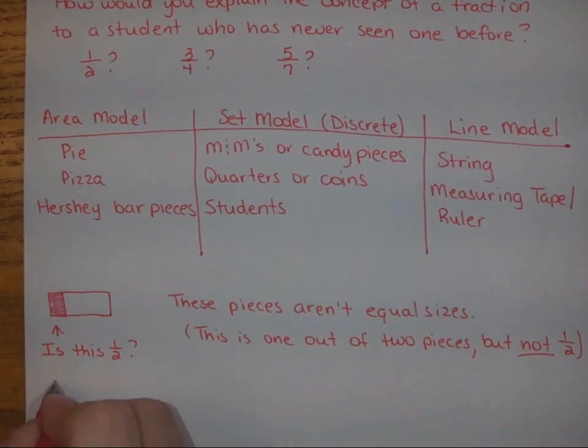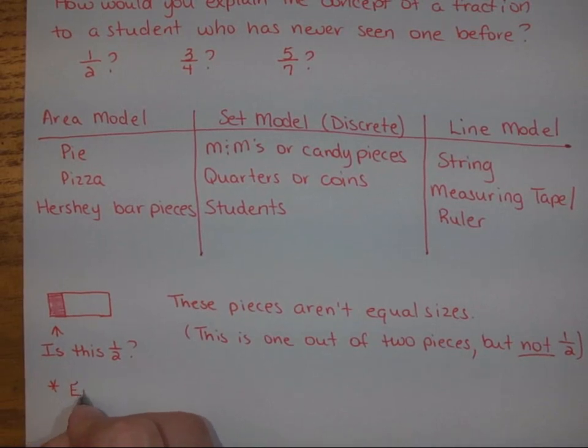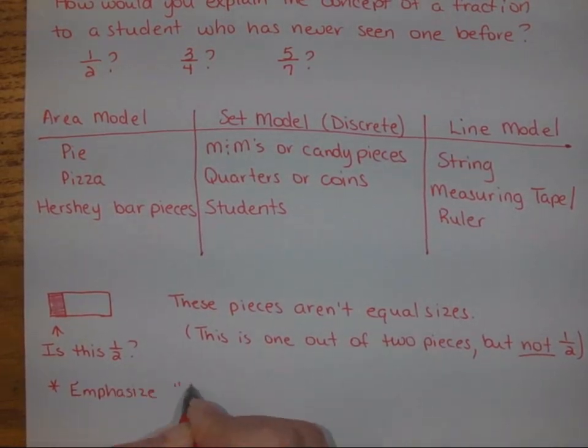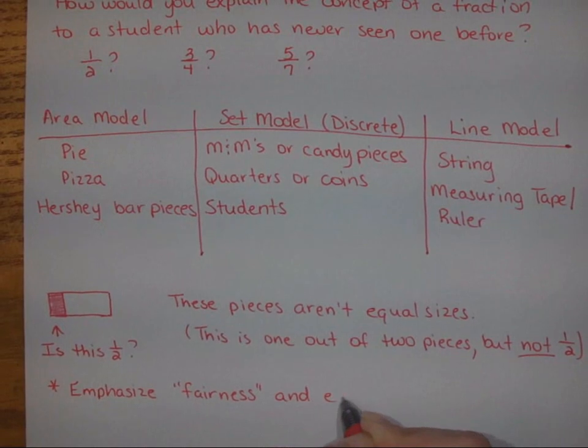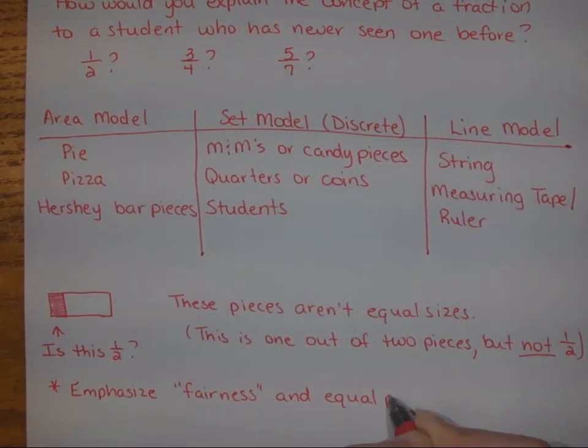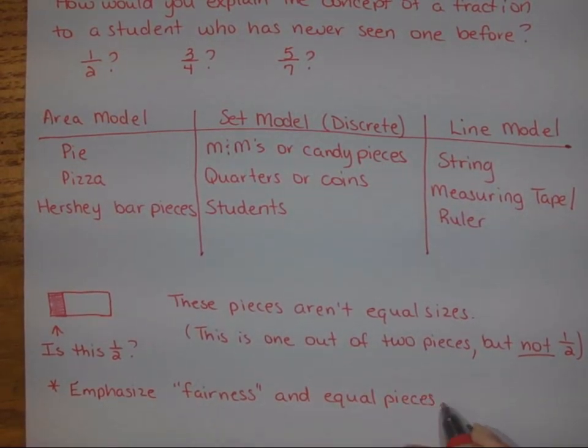Okay, so when you talk to students, you want to emphasize that they have to be pieces of equal size. And honestly, that won't be difficult. If you've ever worked with kids before, you know that kids understand the concept of fairness. If you've ever tried to give multiple kids snacks and split those snacks up equally, they understand the concept of fairness. So just make sure you really emphasize from the very beginning when you're discussing fractions with your students that we want to make sure these pieces are of equal size.